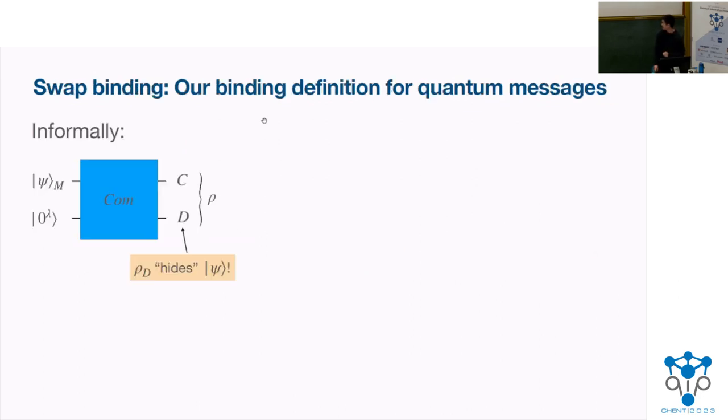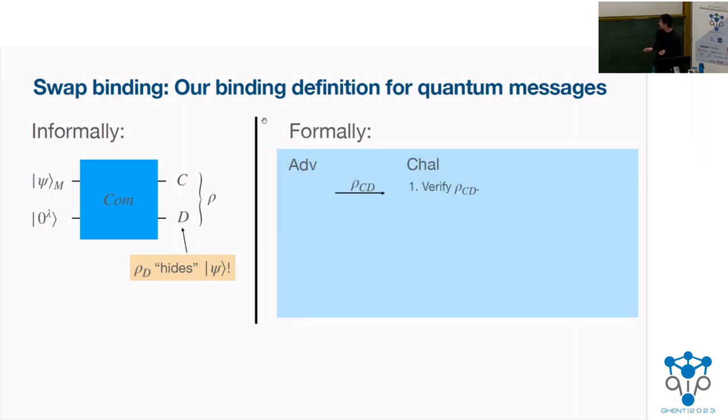Well, informally, our definition just says that after you apply the Com unitary, the D register hides the underlying quantum state. So Rho sub D hides psi. And this can be both computational or statistical. So if it computationally hides psi, we have security against computationally bounded adversaries. And if it statistically hides psi, then we have security against computationally unbounded adversaries.